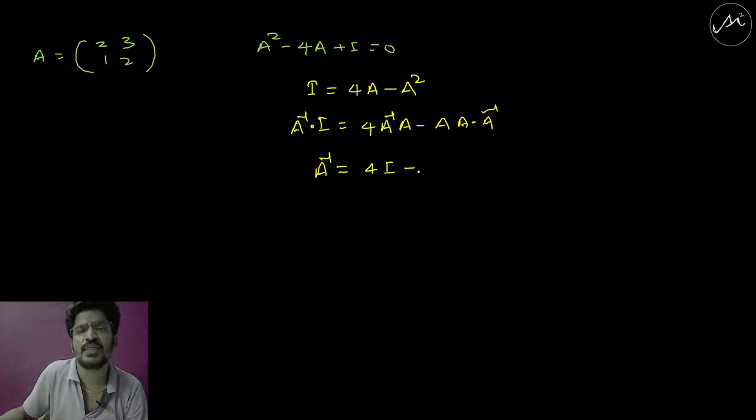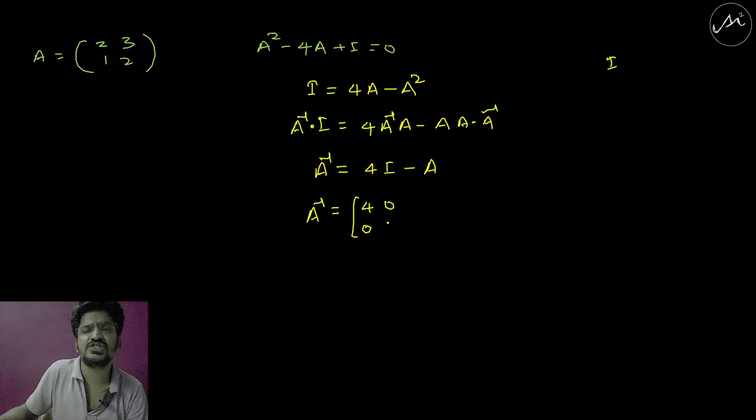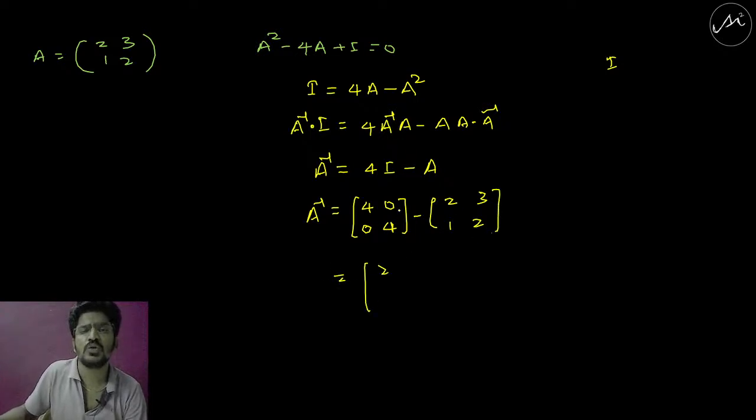A inverse into A becomes I, so 4 into I, and A remains as it is. A into A inverse means I into A, so again you will get A. Now A inverse is equal to 4I minus A. Therefore A inverse is equal to 4 into I, which is [4 0; 0 4], minus A, which is [2 3; 1 2]. So this is equal to 4 minus 2 is 2, 0 minus 3 is minus 3, 0 minus 1 is minus 1, 4 minus 2 is 2. So this is your answer.